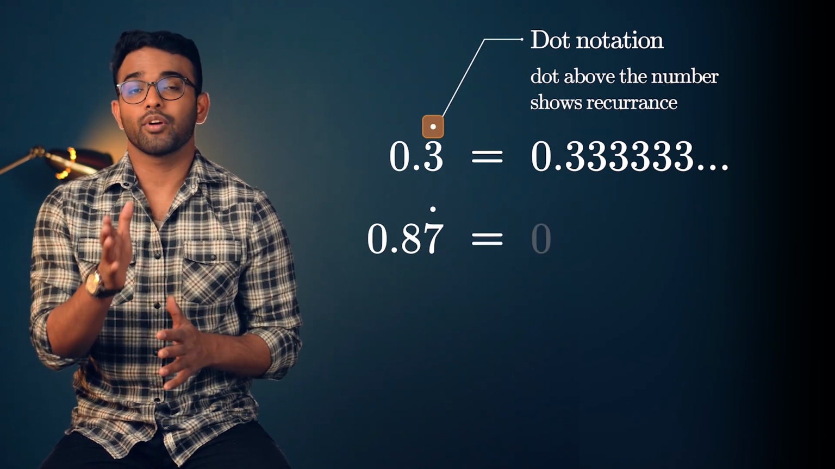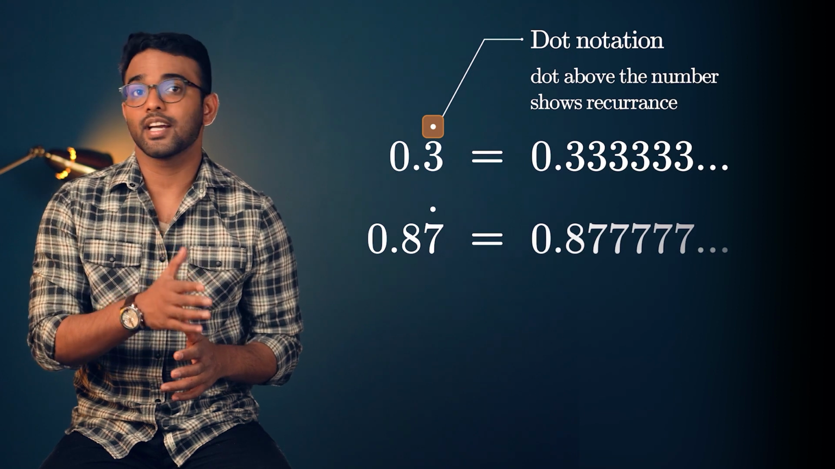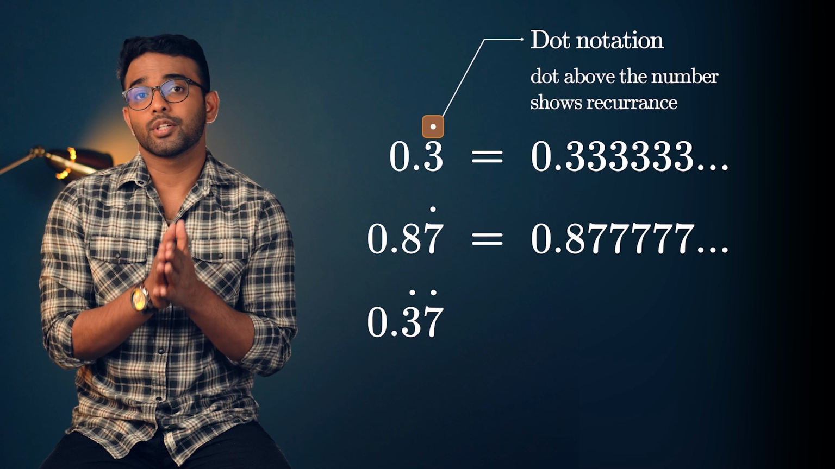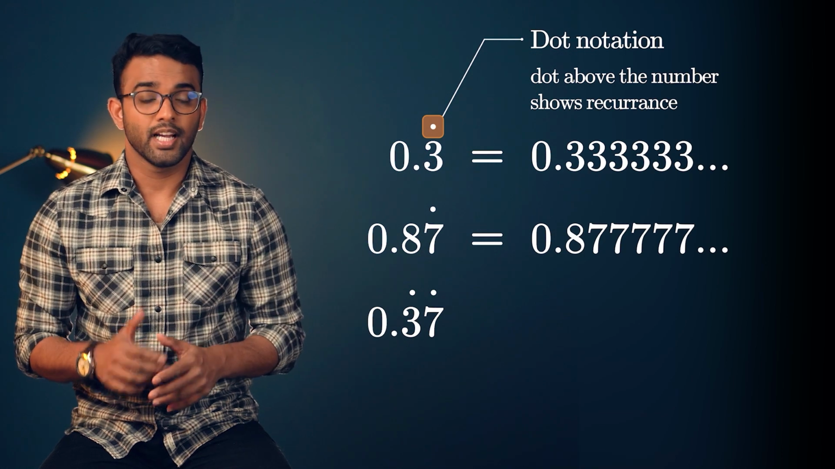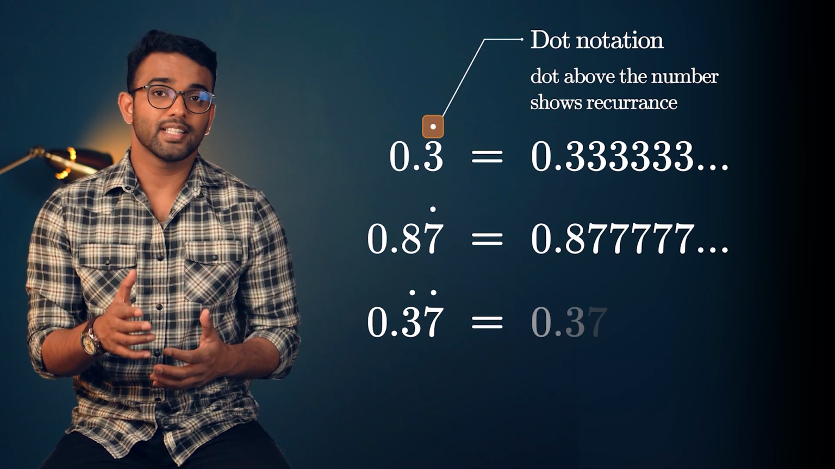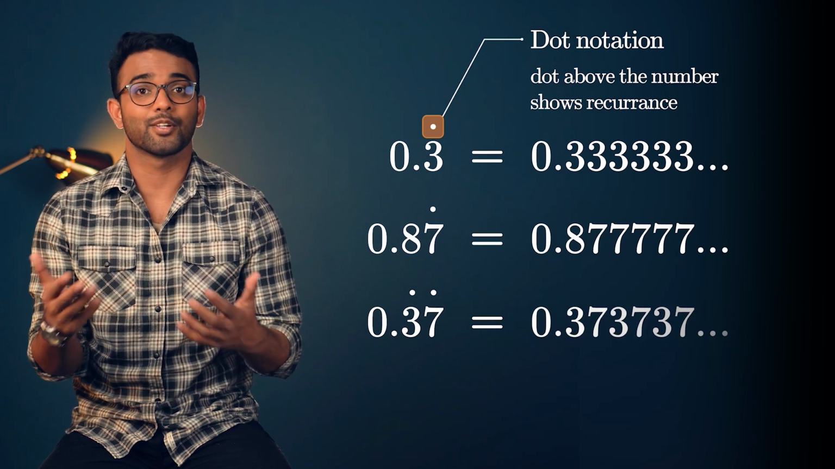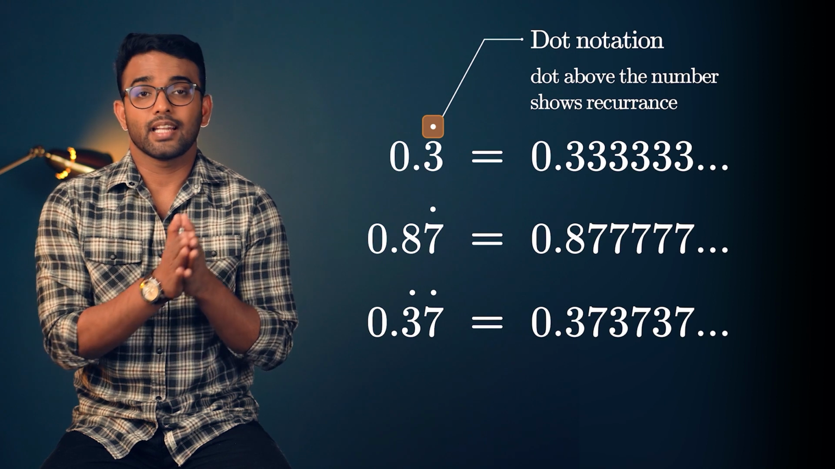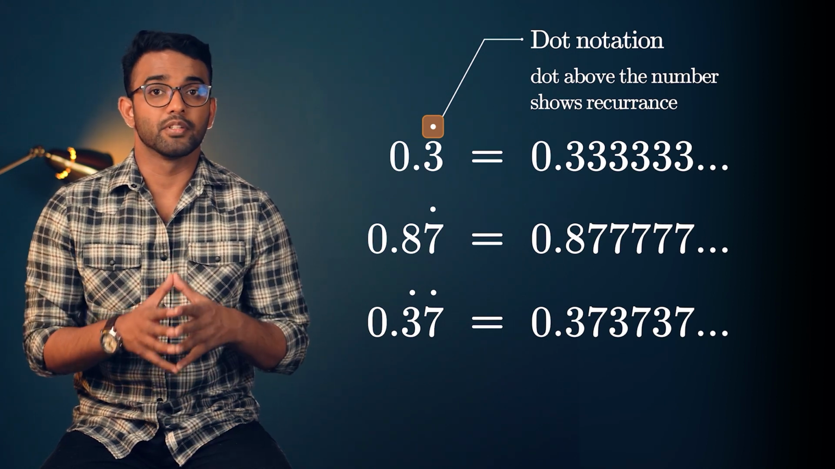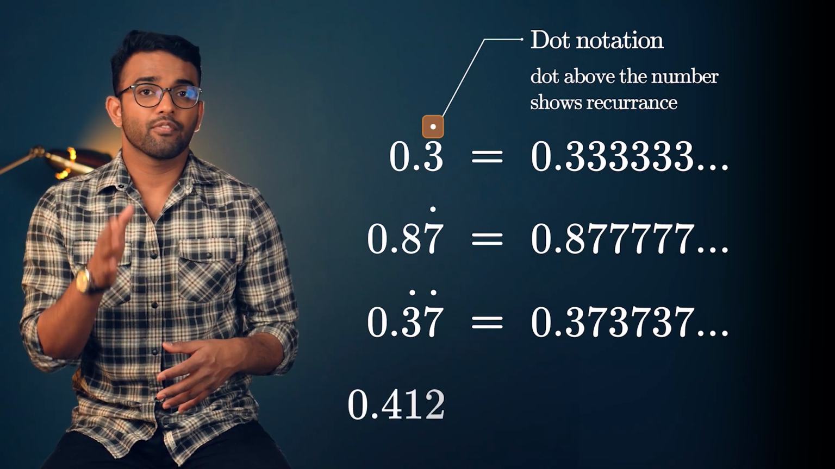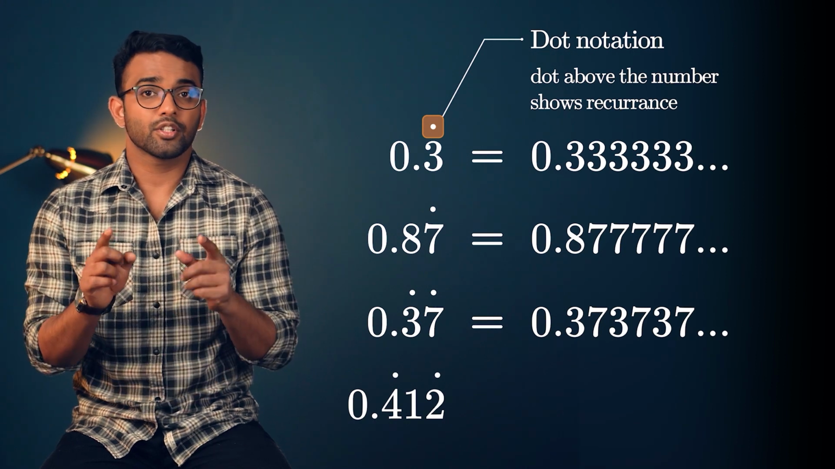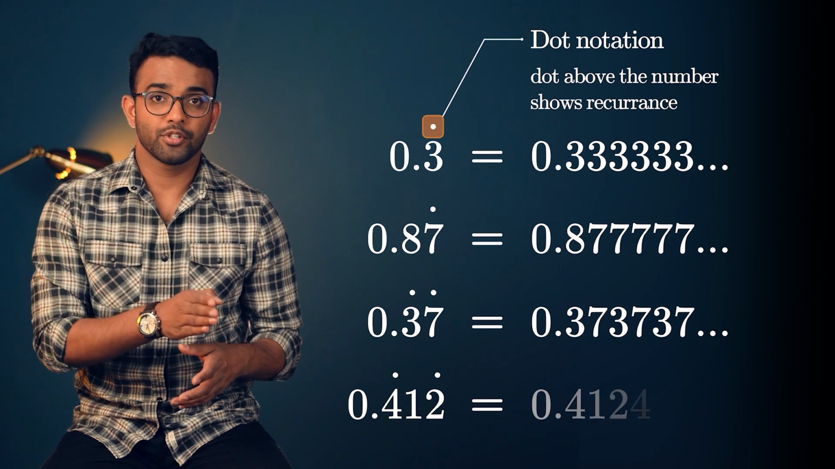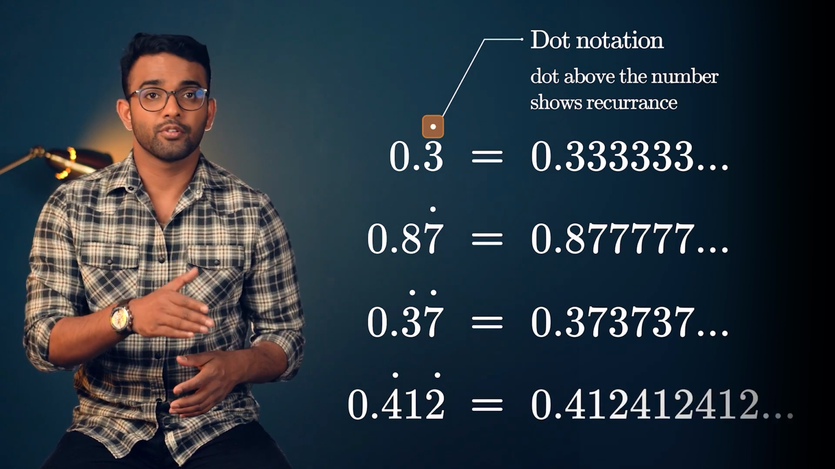So this is 0.87777 and so on. Say if you have 0.37 and this time the dots are on top of both numbers, and this is equal to 0.37373737 and so on. Now sometimes two dots can be used. They show the beginning and the end of the recurring group of numbers. For example, 0.412. The dots are on top of 4 and 2. So this is equal to 0.412412412 and so on.